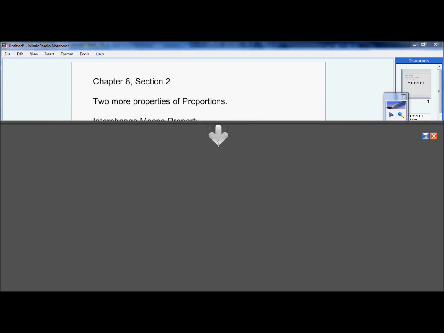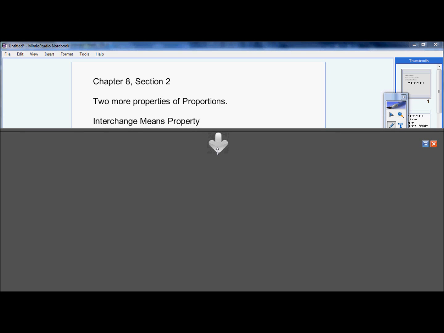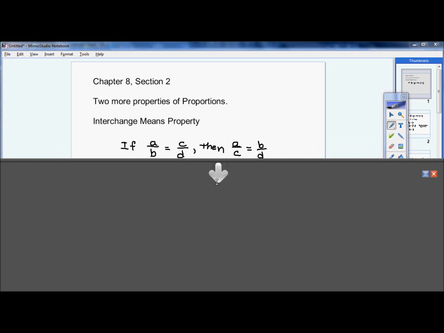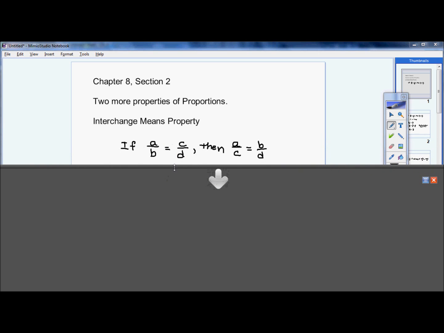Okay, the first one is called the interchange means property. If you remember from one of your other math classes, we have the means and the extremes and the proportions. And basically what the interchange means property says is that if you have a proportion like this, A over B equals C over D, then it's okay to switch the positions for C and B, just like this. The C can come down here and the B can go up here.